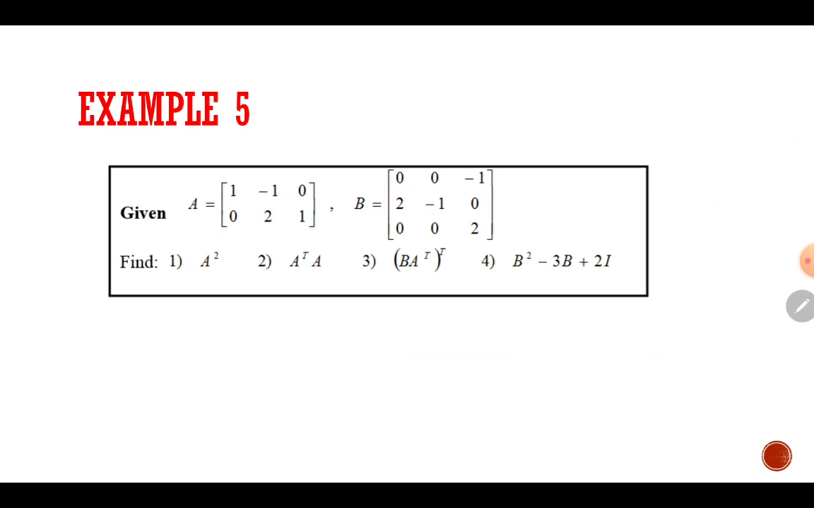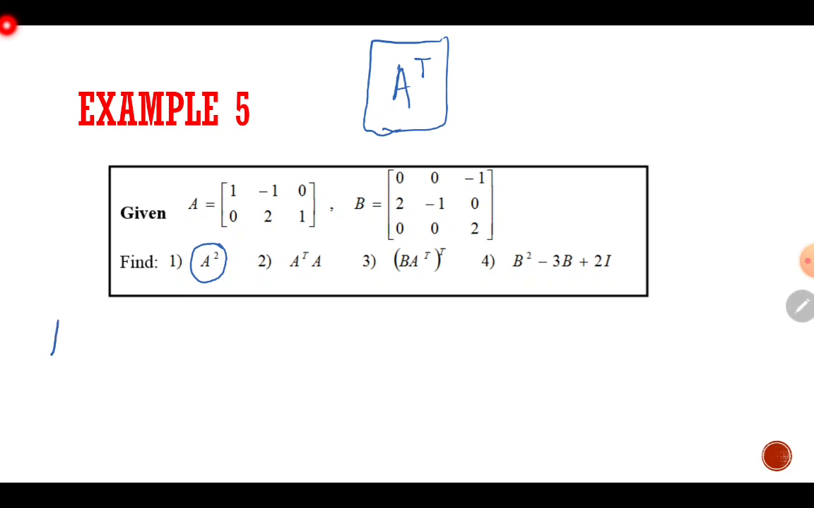Now, let's have a look at example 5 here. Okay, example 5, question 1, asking you to find A power of 2. For example 5A we want to find A power of 2. What does A power of 2 mean here? Is it the same as A power of T? No, A power of T, as we discussed earlier, is the transpose of a matrix. We change row to column, column to row.